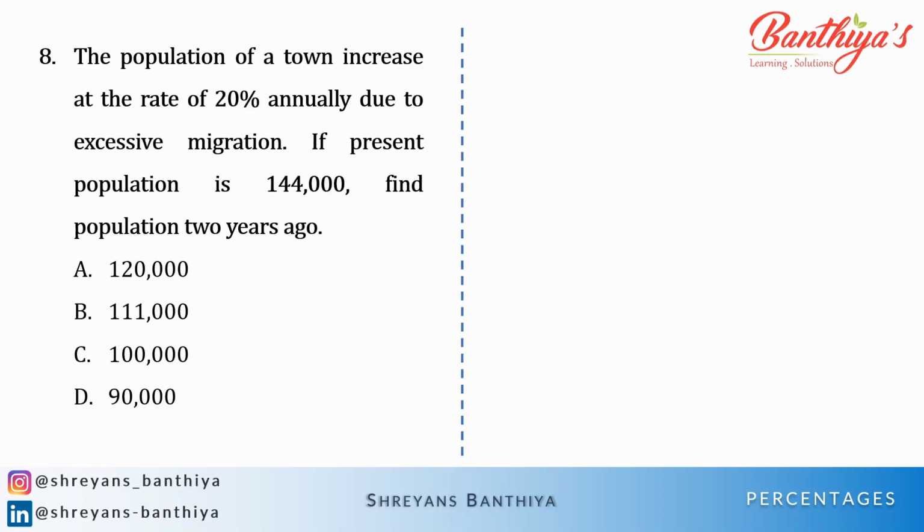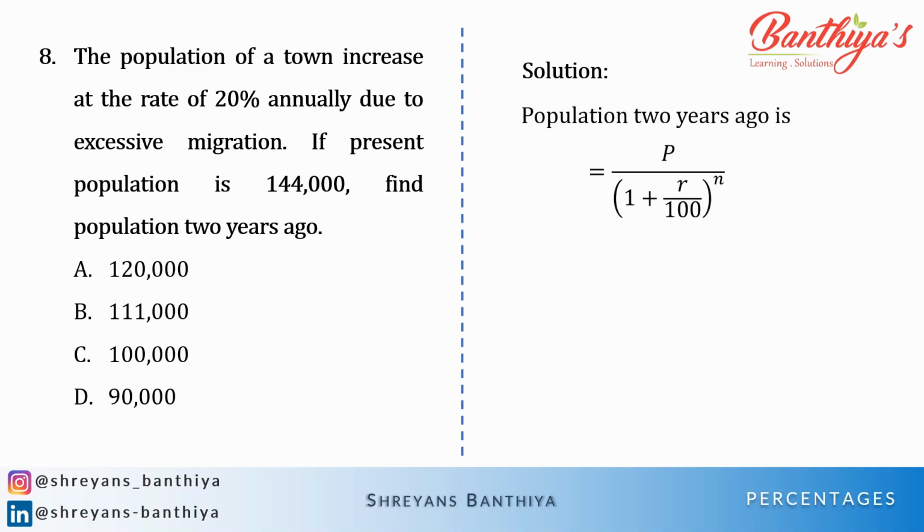Now let's see the 8th example. The population of a town increases at the rate of 20% annually due to excessive migration. If the present population is 144,000, find the population 2 years ago. Now let's understand the question first. We are not asked about 2 years hence or 2 years after today, but 2 years before today, ago. So the formula will change and we have already seen the formula. So let's see how to solve it. The population 2 years ago will be given by this formula, P by 1 plus R by 100 raised to N, where R is the rate of change and N is the number of years.